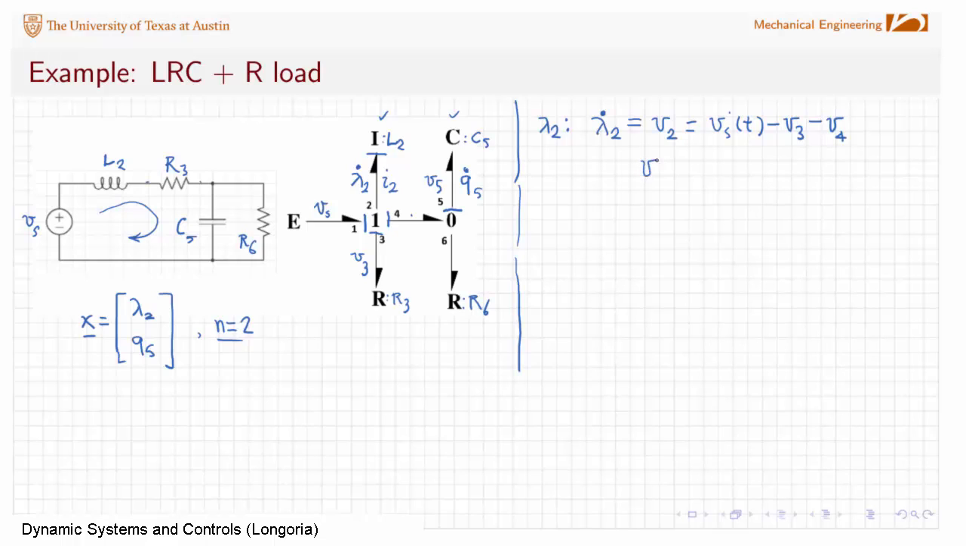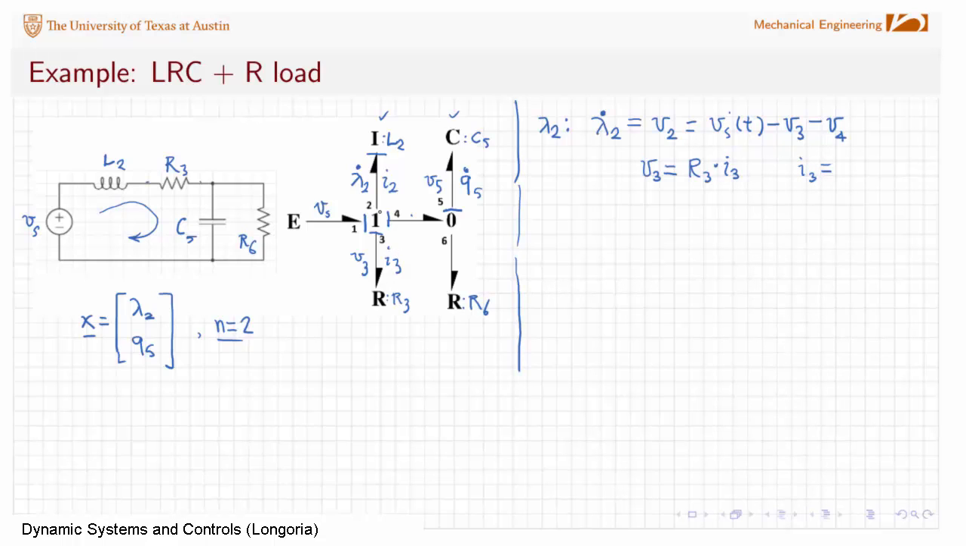So V3, I know, is this voltage, and I know because I've got this resistor that that's just equal to R3 times I3, which is the current through the resistor, right? But what do I know about I3? I know that it's the same as all the currents here, which is, so what is I3 equal to?